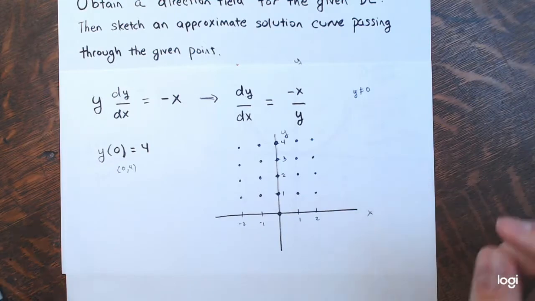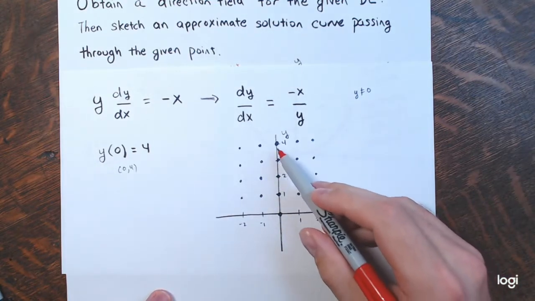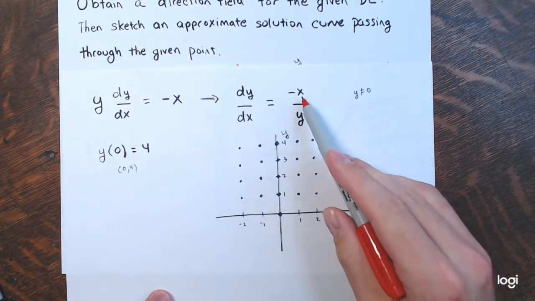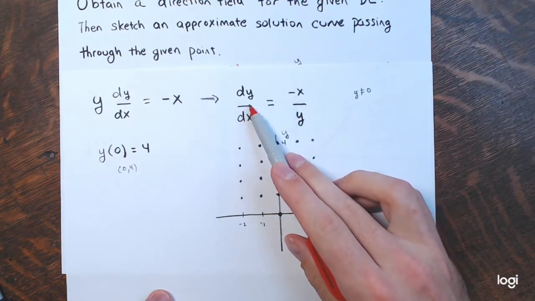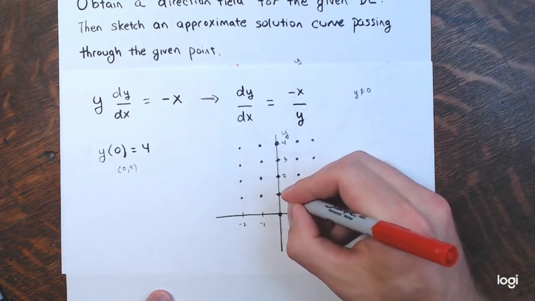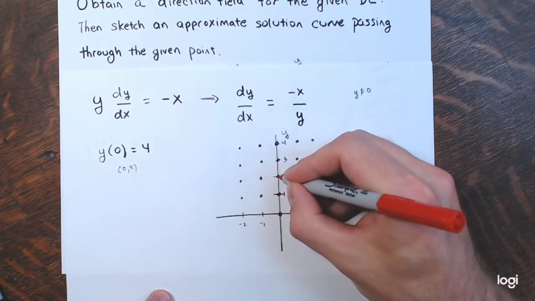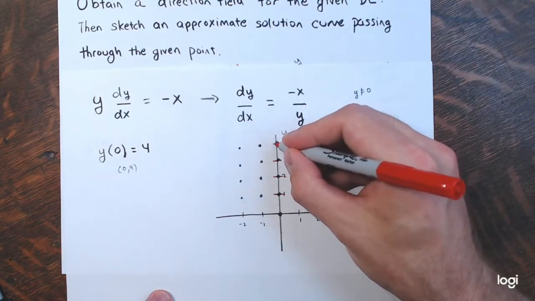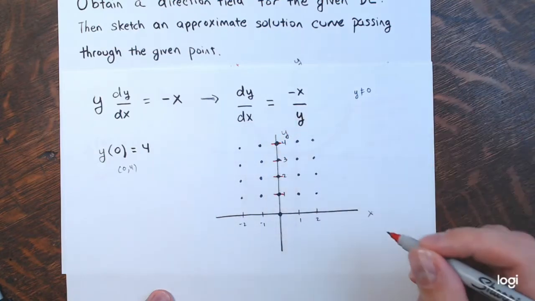Now, just start looking at these points, all these points here where the x coordinate is 0. See the slope of the tangent line, y prime, would be 0 over whatever y is. So you're going to have horizontal tangents again on all these points where the x coordinate is 0. So I'm putting little horizontal segments, right?